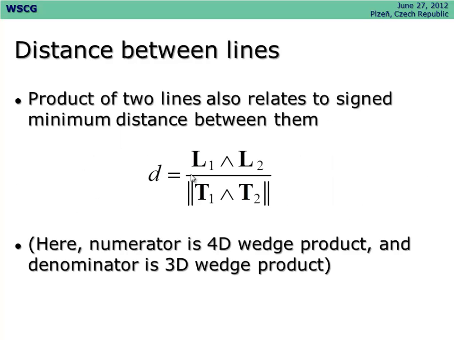Okay, so if we add one more thing to the product between two lines, if we simply divide by the magnitude of the wedge product of the tangent directions, then that actually gives us the signed distance between the two lines, assuming the lines aren't parallel.